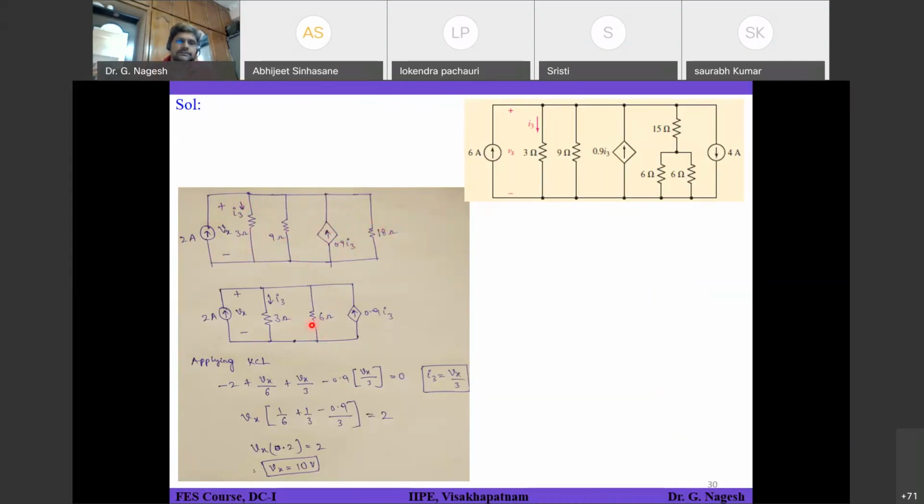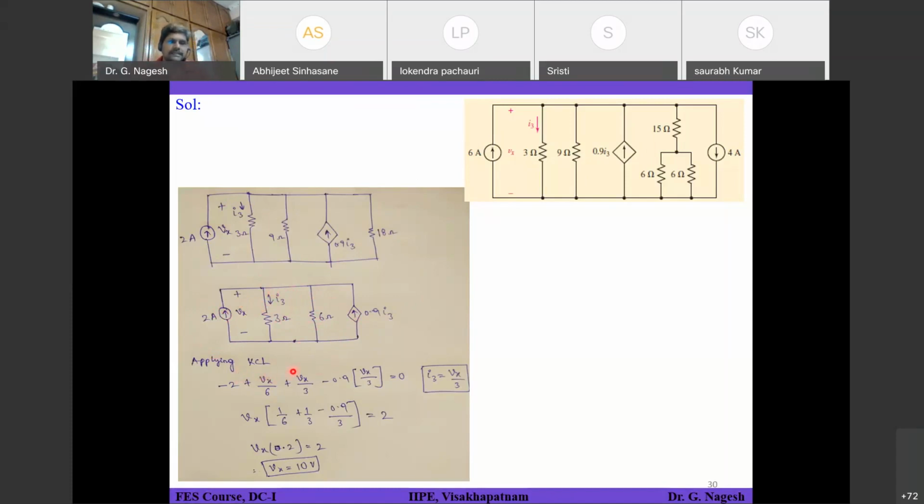Now, if you see here, the circuit has transformed into this format. There is one independent current source, one dependent current source, and two resistors in parallel. So you have to find out Vx and I3. That will solve your problem. So how to find Vx? After this, I am not going to reduce my circuit any further.